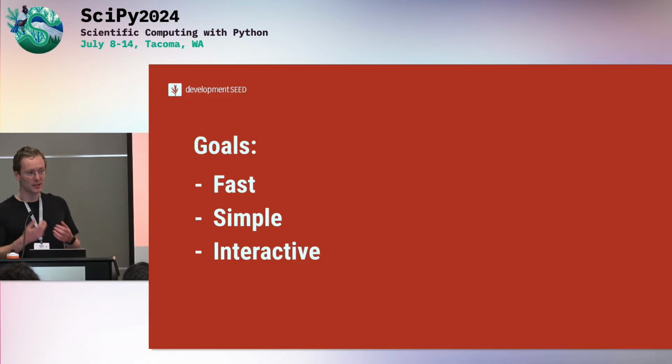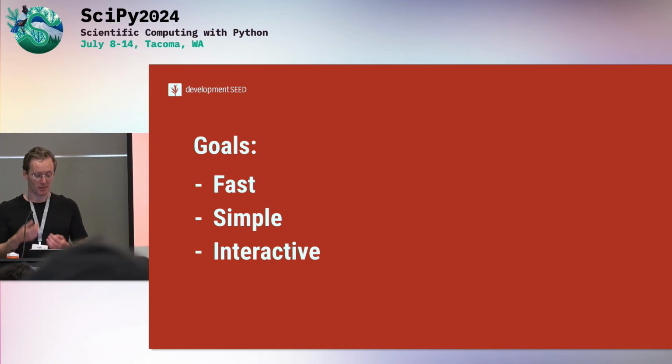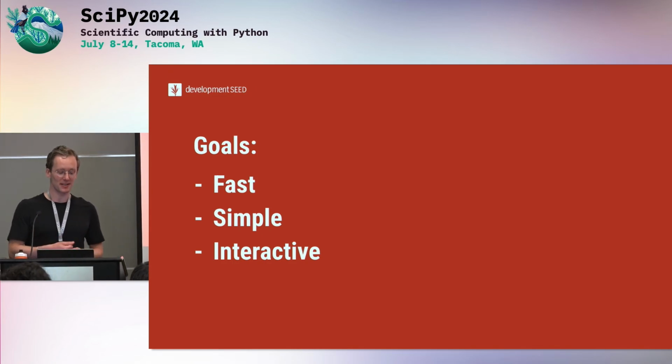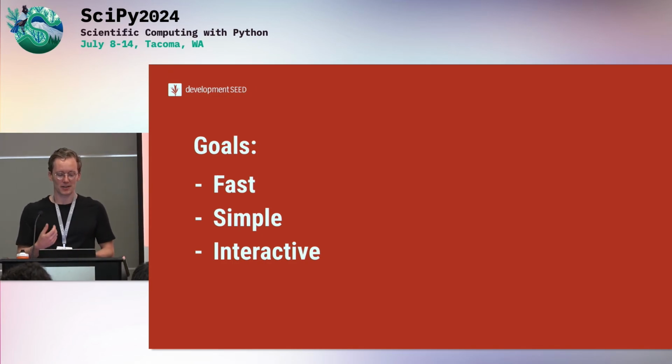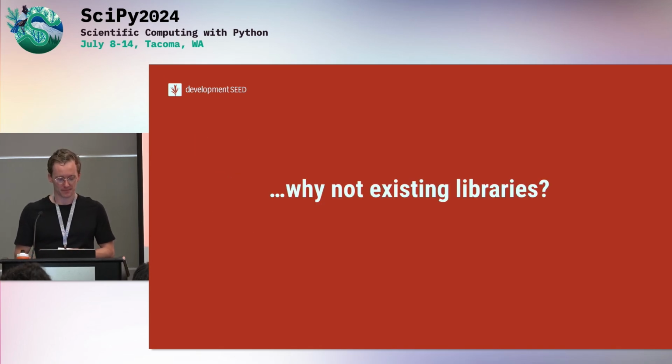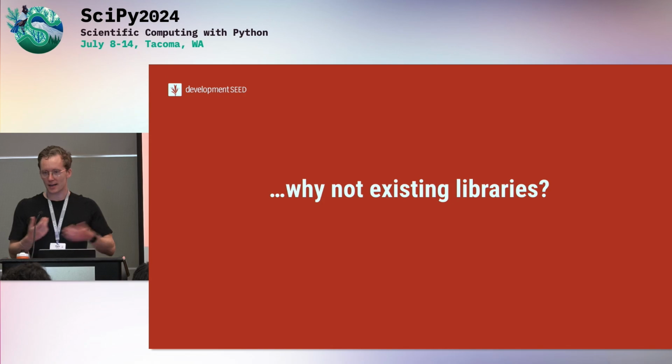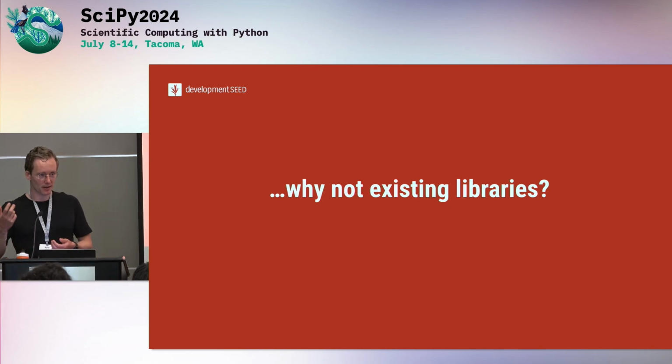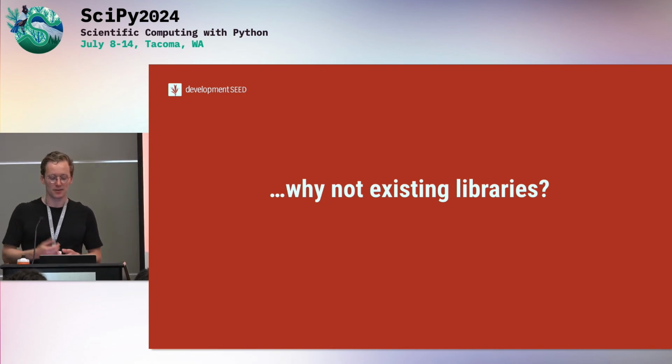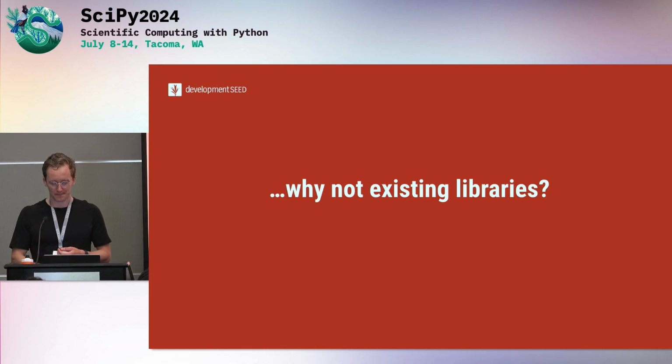I'm Kyle, and I will be talking about Lonboard, a Python library I developed for fast, interactive geospatial data visualization. So really, we have three goals with this library. We want it to be fast, we want it to be simple and easy to use, and we want to use interactivity as much as we can in this Jupyter paradigm. So why not use existing libraries? What is there that we need to create a new library for?